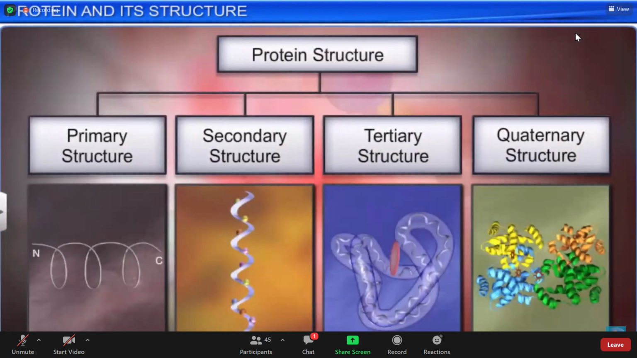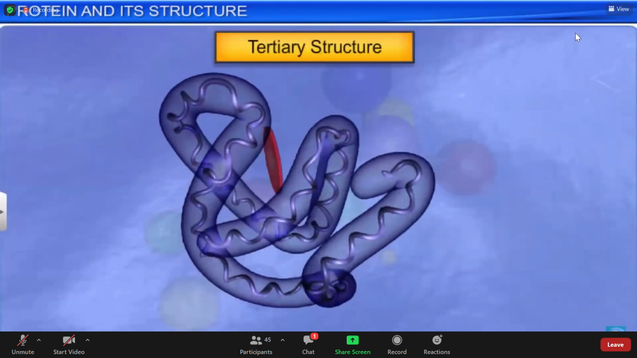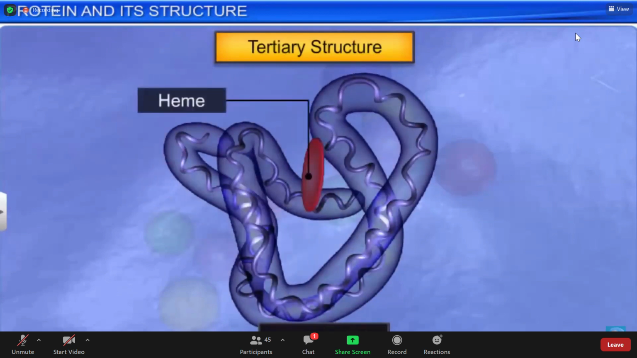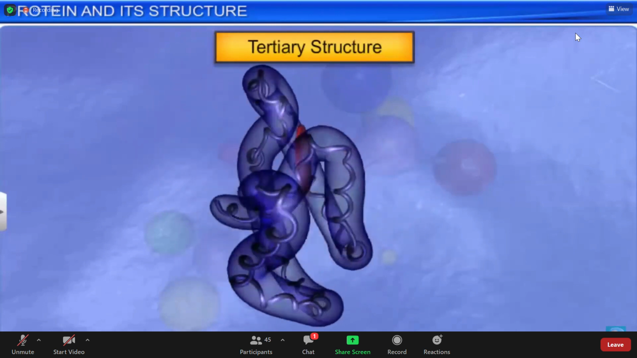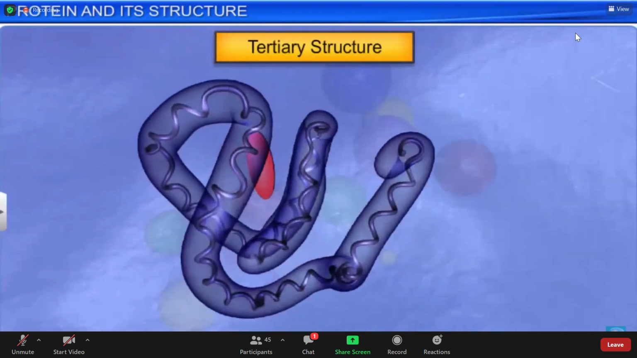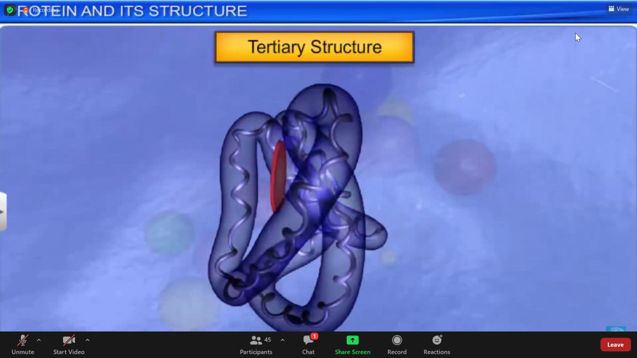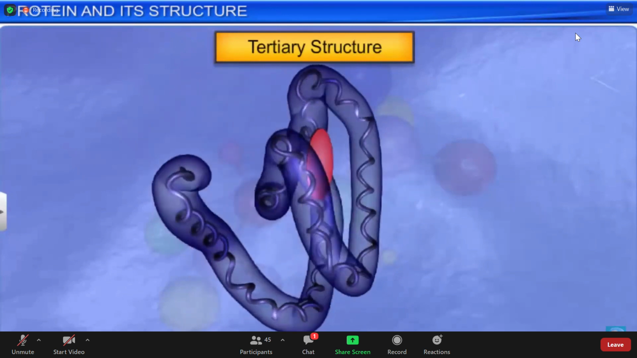The third level of protein structure is the tertiary structure. It refers to the three-dimensional structure of the entire polypeptide chain, as in hemoglobin. The function of a protein, except as food, depends on its tertiary structure. If this is disrupted, the protein is said to be denatured and it loses its activity.